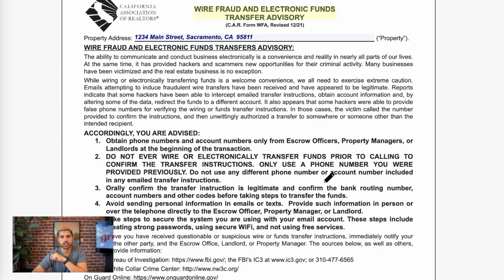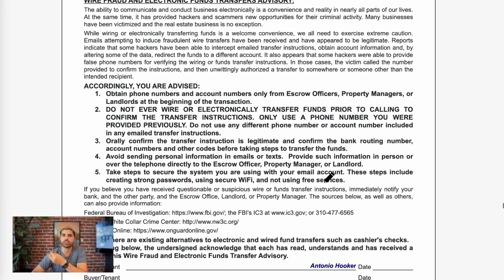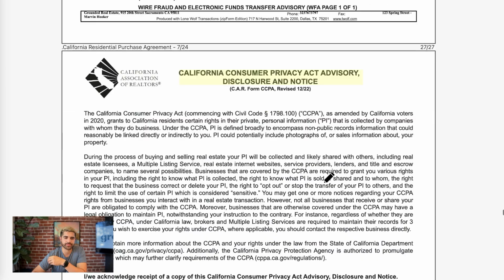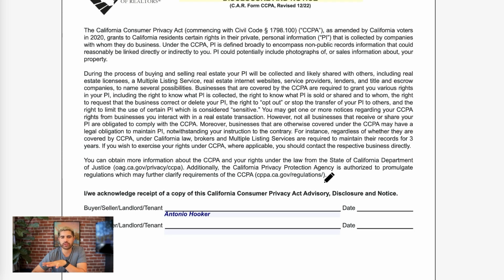But next is wire fraud. So when you do your deposit, like we talked about, you can wire that money in or drop off a check. But if you wire, just know that there is wire fraud out there. This is just an advisory explaining that to you, and I will walk you through the steps to make sure and verify that you're sending the money to the right place. Last is the California Consumer Privacy Act. And this just says that we don't share your information with anybody. It's protected here within the brokerage and that you are covered on that end.